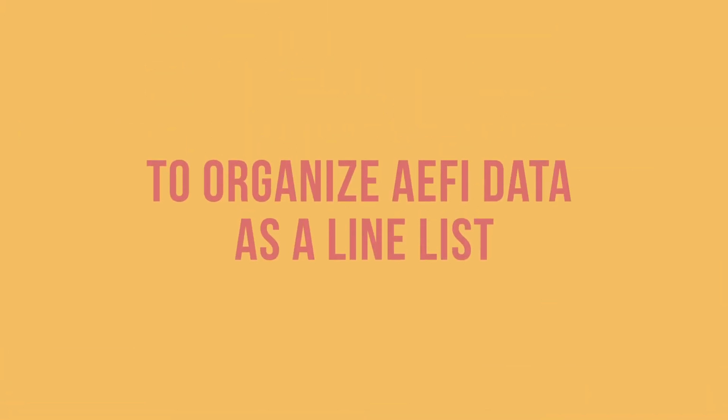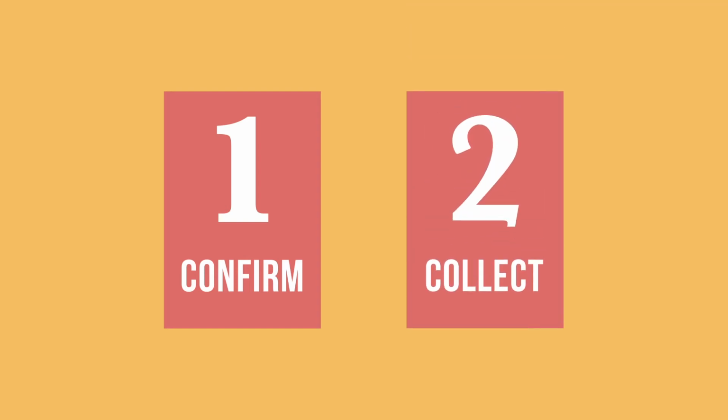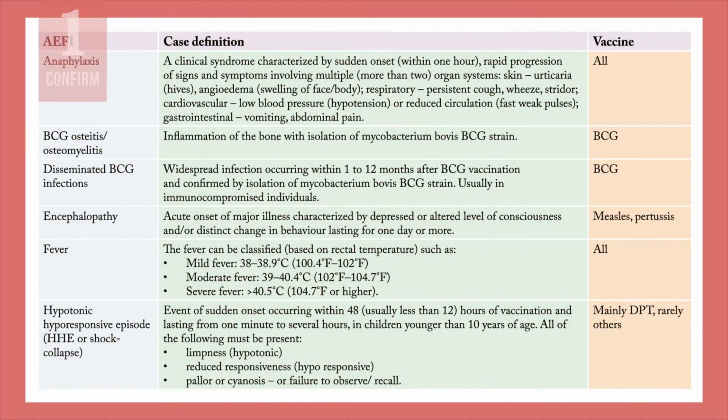To organize AEFI data as a line list, you will need to confirm the reported AEFI cases and collect information about each case on your line list. First, confirm that each reported AEFI case matches its standard case definition. AEFI case definitions, such as the ones shown here, help ensure accurate diagnosis of AEFIs. Check the AEFI against its case definition to confirm it was diagnosed correctly.